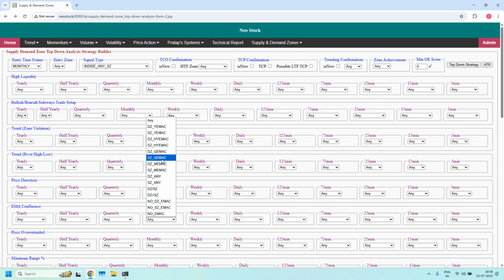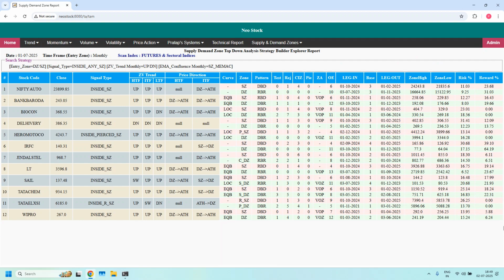That is monthly supply zone having monthly EMA confluence. And also trend on the monthly should not be sideways. It can be up or down. We got 12 stocks.